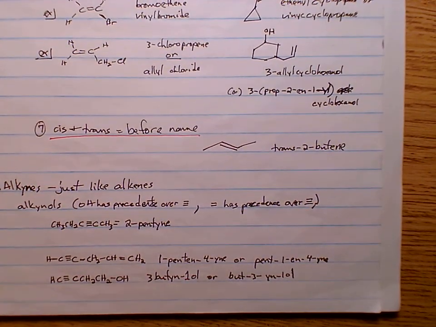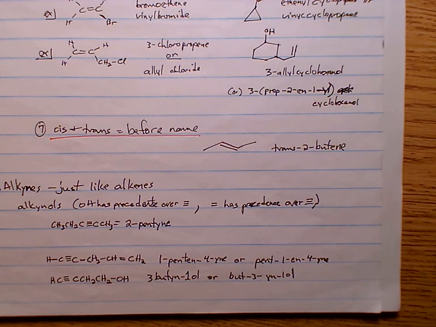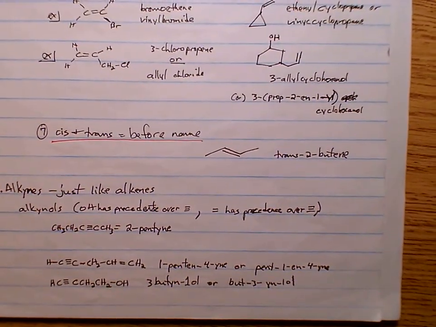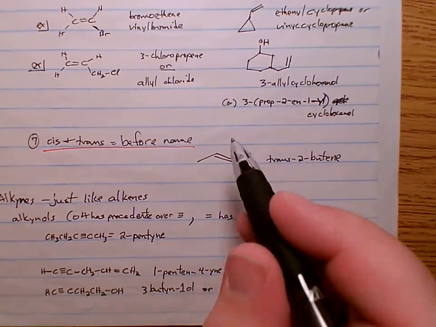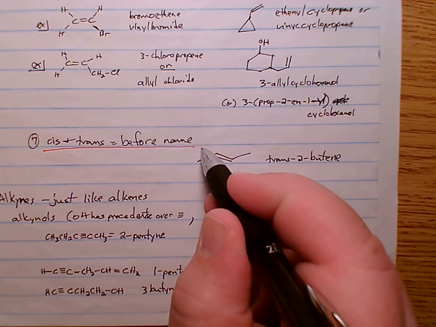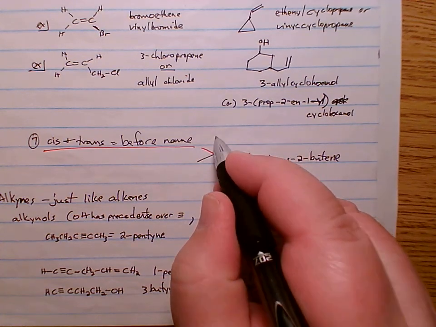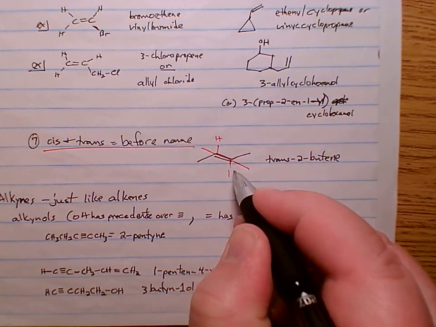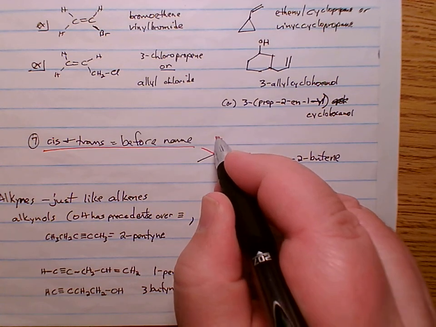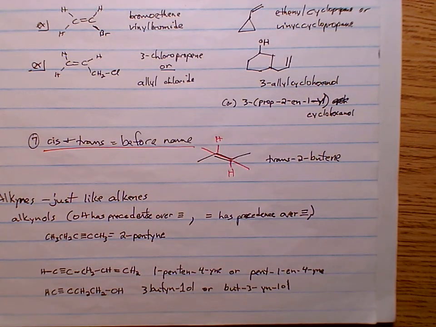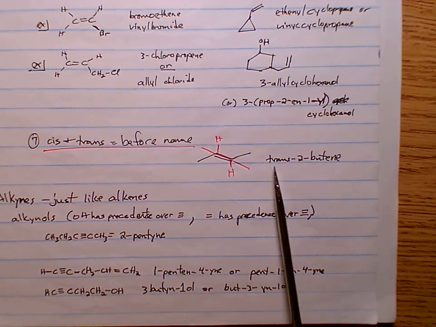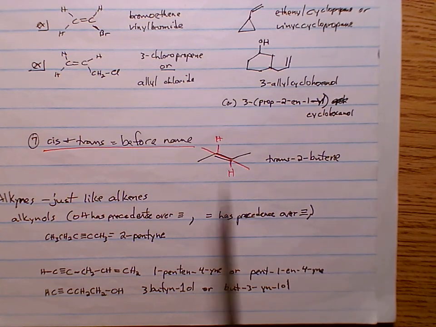Recall cis and trans isomers, where if you have a molecule with a double bond, and we've drawn it out, we can draw a line down through the double bond, and you see we've got a hydrogen on this side and a hydrogen on the other side. Then we can name this as the trans molecule because the two hydrogens are on opposite sides of that line. So we put that before the name. This would be trans 2-butene when you can name cis and trans.